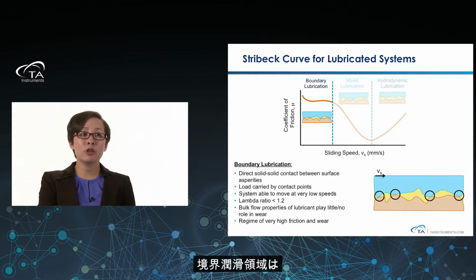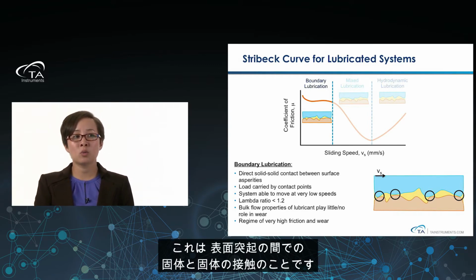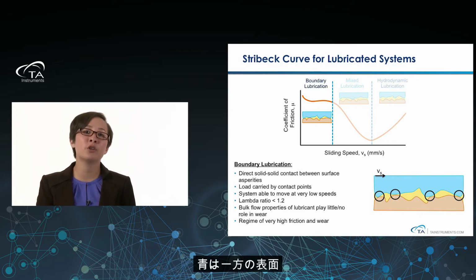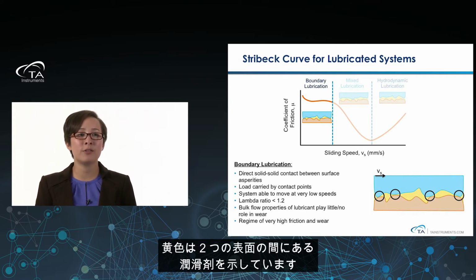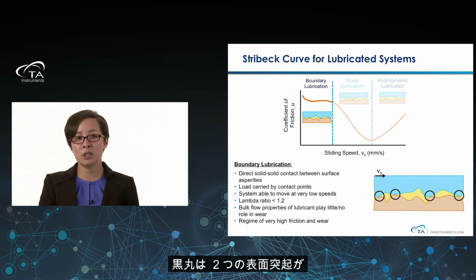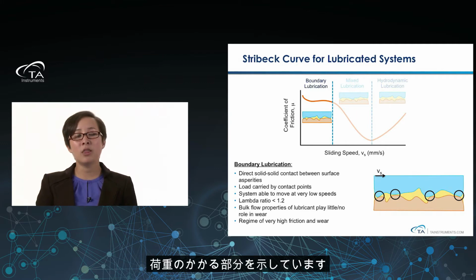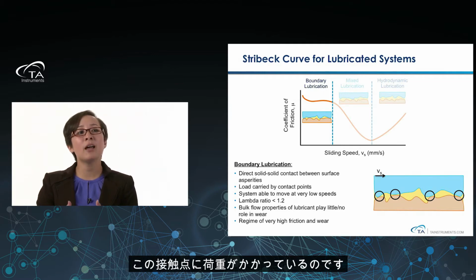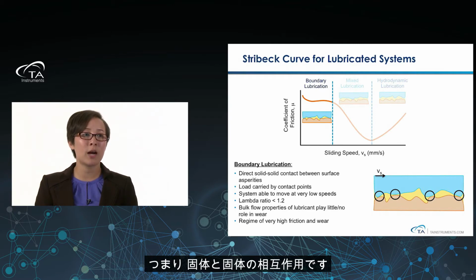When we talk about the boundary lubrication regime, which you notice is at the very beginning of this Stribeck curve, we're talking about direct solid-solid contact between our surface asperities. You can see here we blew up the picture in the bottom right. In blue you have one of your surfaces, in orange you have another surface, and yellow represents the lubricant in between those surfaces. Those black circles are there just to highlight the fact that these surface asperities are in contact with one another. These are being compressed with a certain load force, and that load force is being carried by these contact points, the solid-to-solid interaction.